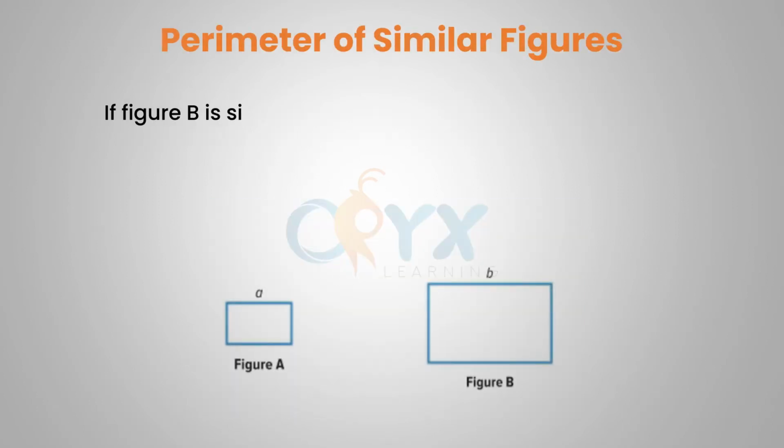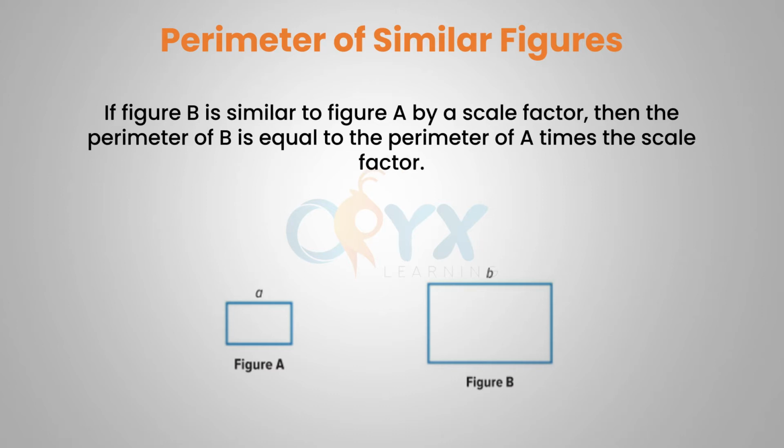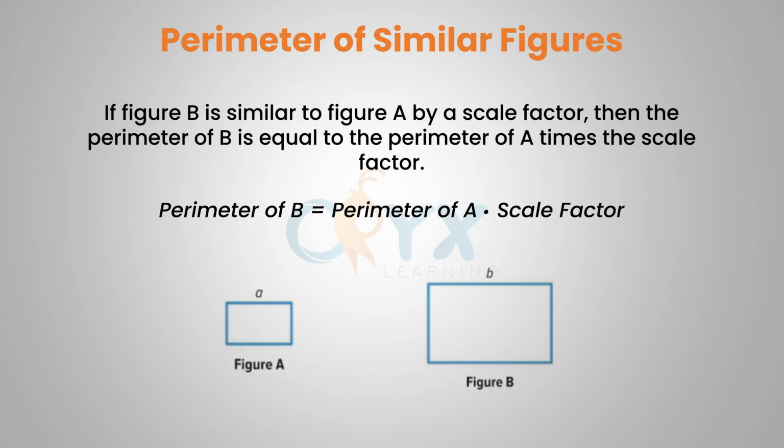If figure B is similar to figure A by a scale factor, then the perimeter of B is equal to the perimeter of A times the scale factor. So the perimeter of B equals the perimeter of A times the scale factor.